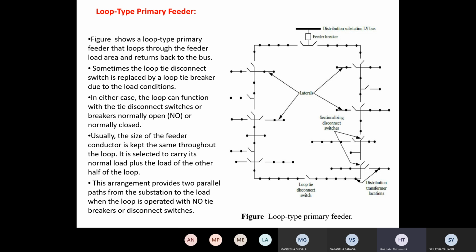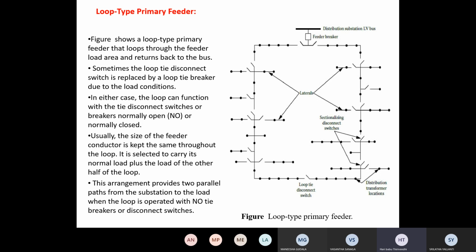Usually the size of the feeder conductor is kept the same throughout the loop, right? In a radial feeder, the size may be reduced from the starting to the ending. From the starting the size may be more and at the ending it may be reduced. But in the loop, the size is the same throughout the loop. It is selected to carry its normal rating.